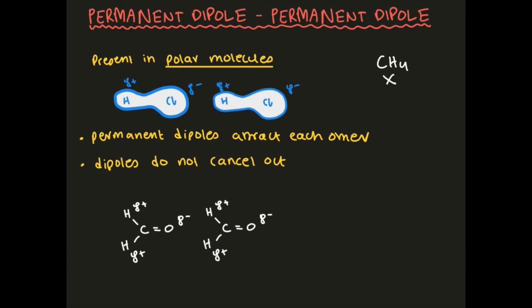Another example that we can look at is methanol. So in this case, oxygen is more electronegative, so it's going to have a partial negative charge, and hydrogen is going to have a partial positive charge. So this partial negative will be attracted to these partial positives, and it's going to result in the intermolecular force of attraction.